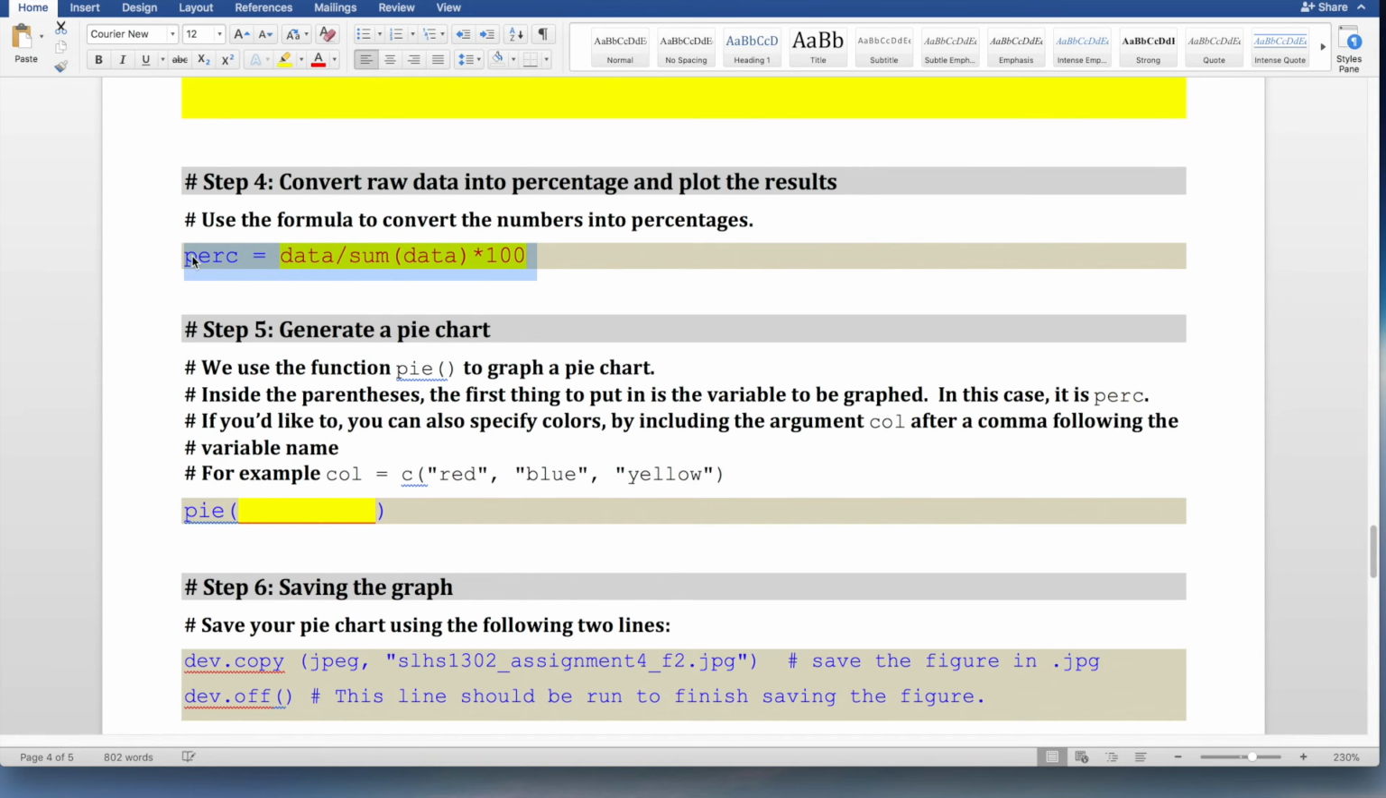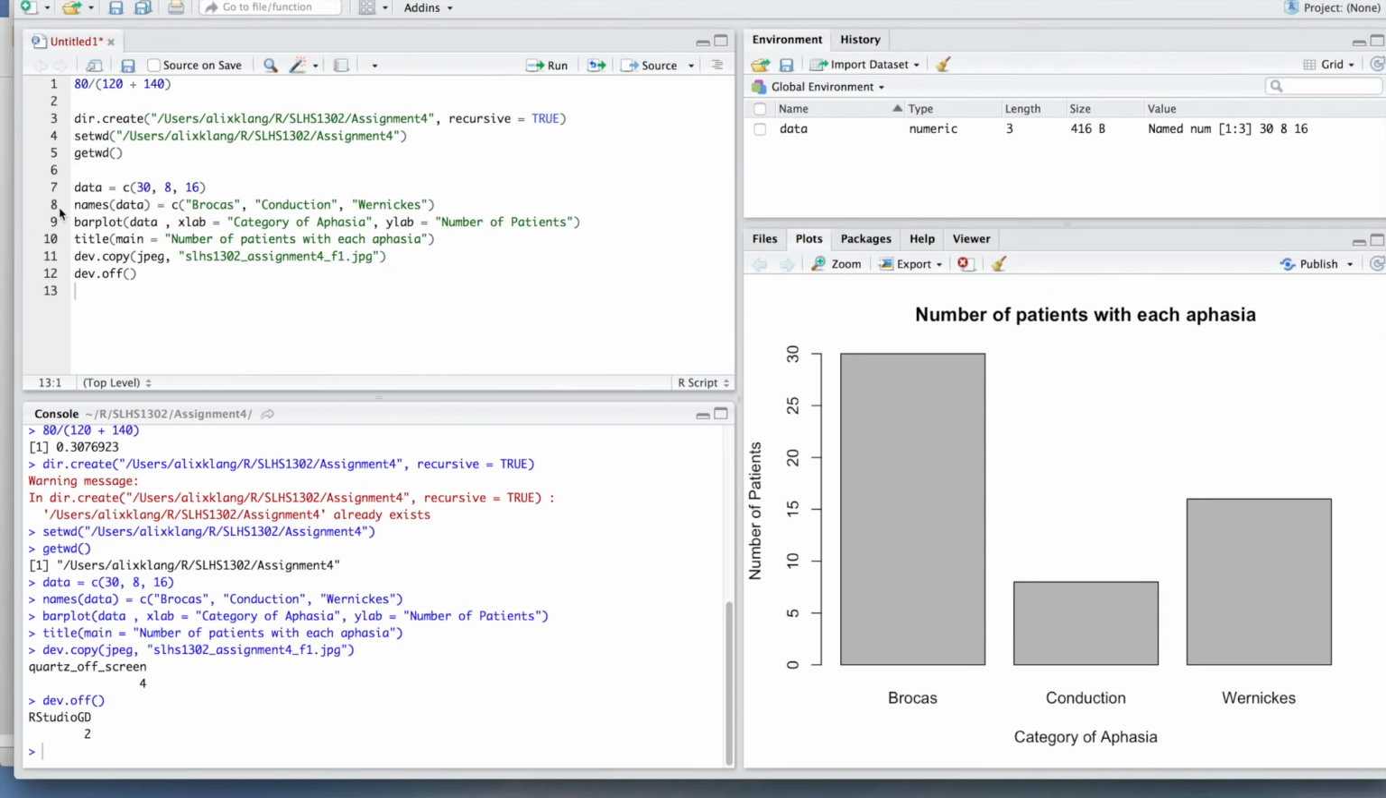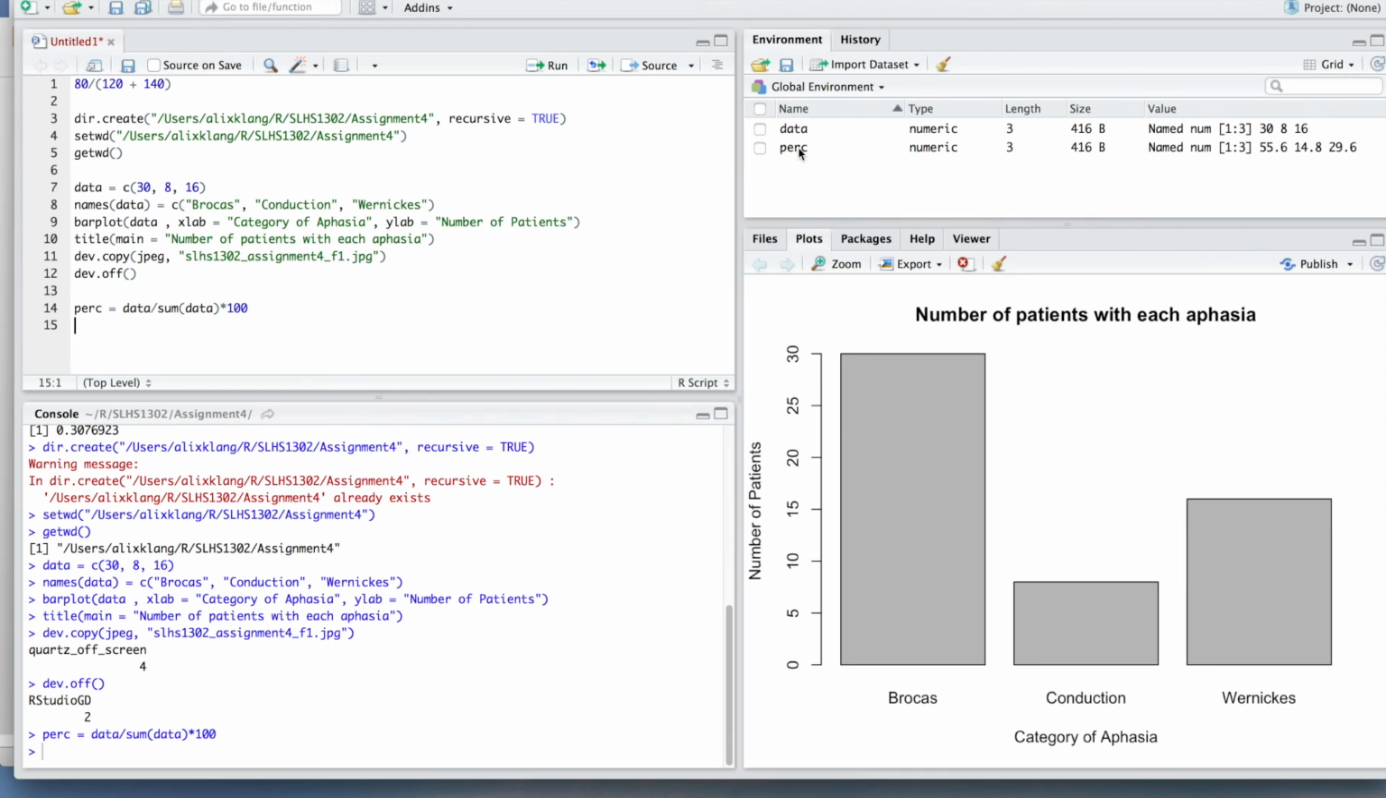And so we'll copy that and paste it into R, and then we'll run it. And then we'll see here that the percentage variable has been created. And so what that is, it's just representing the percent name is representing our percentages for the data variable.